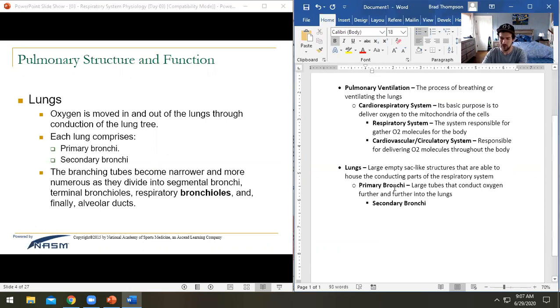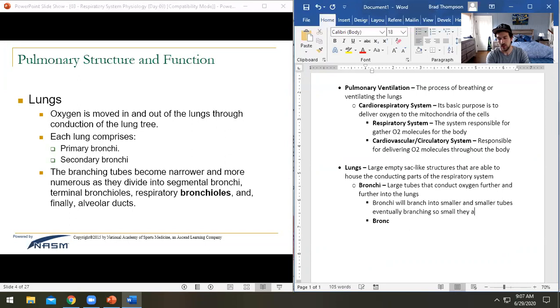in fact, you know what? We are going to do it that way as well because that's actually how it's presented in your normal textbook. So your bronchi are large tubes that conduct further into the lungs. What will often happen is they will branch. Bronchi will branch into smaller and smaller tubes. And eventually they will become your bronchioles, okay? So we'll say that here. Eventually branching so small they are considered bronchioles, okay?